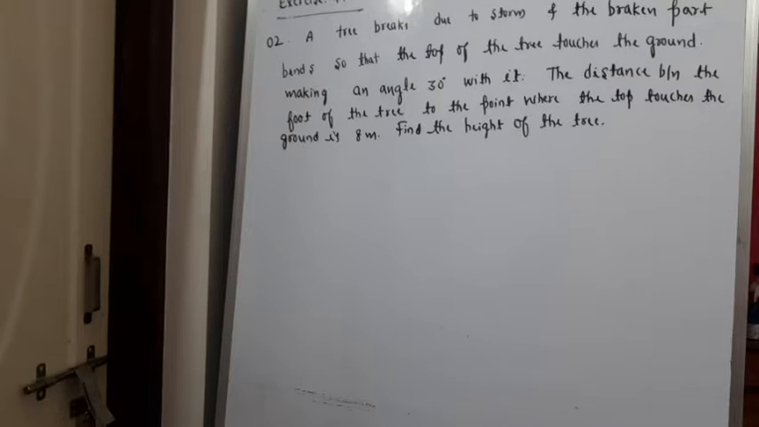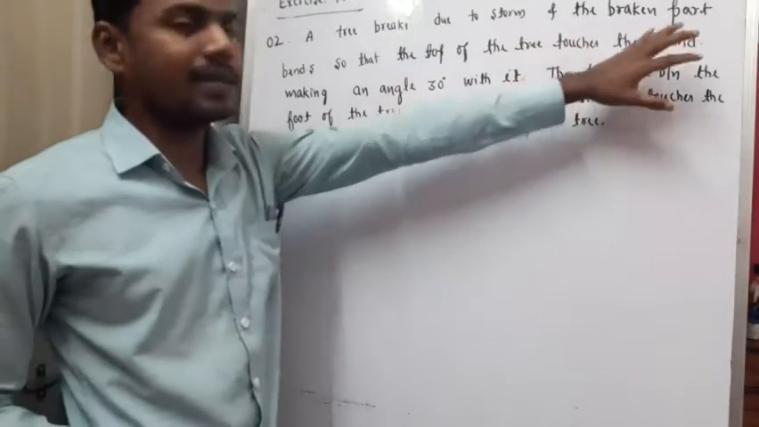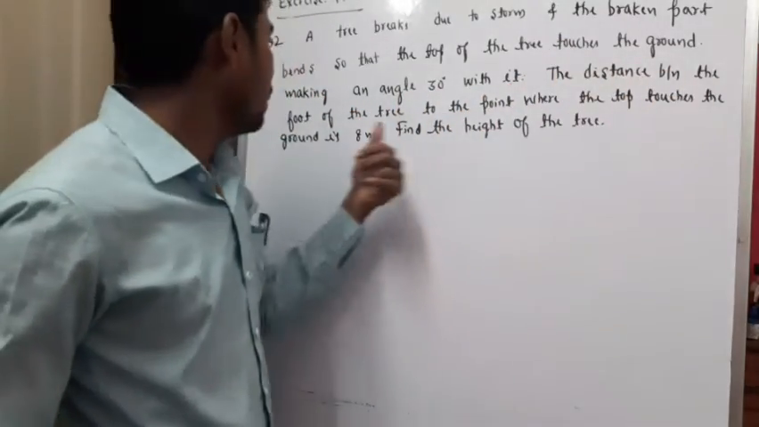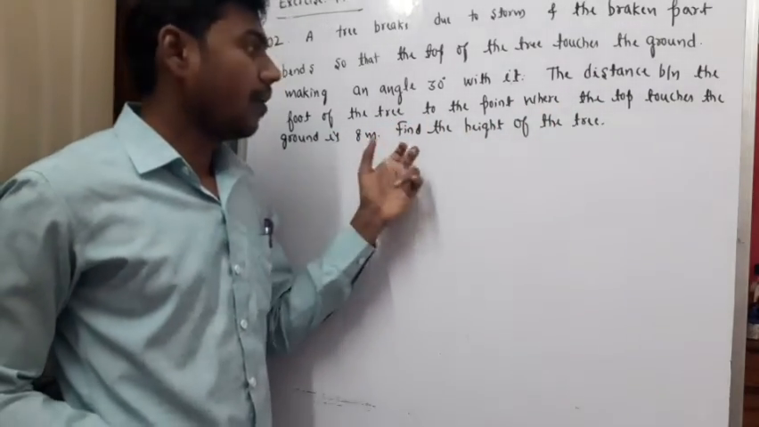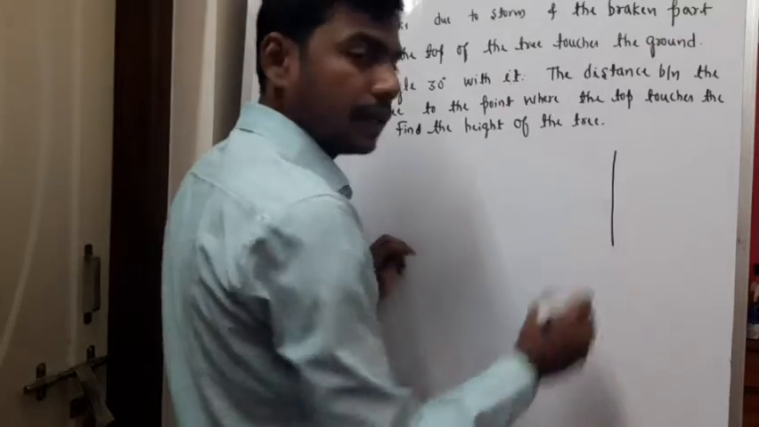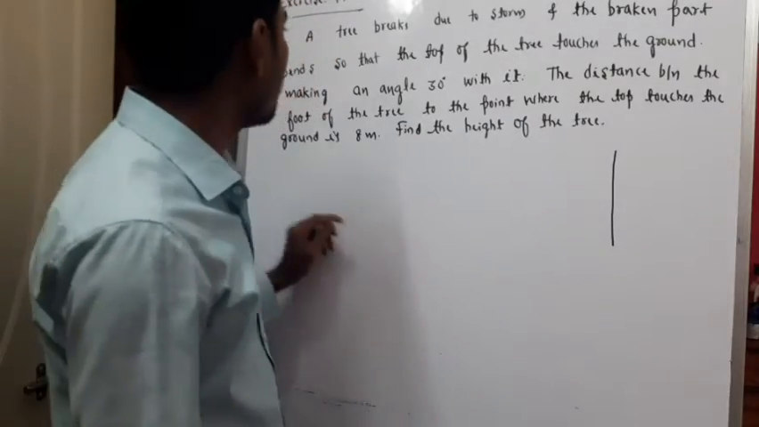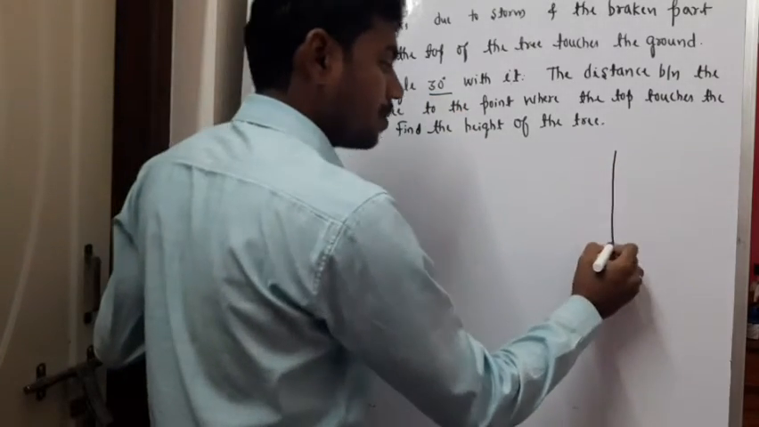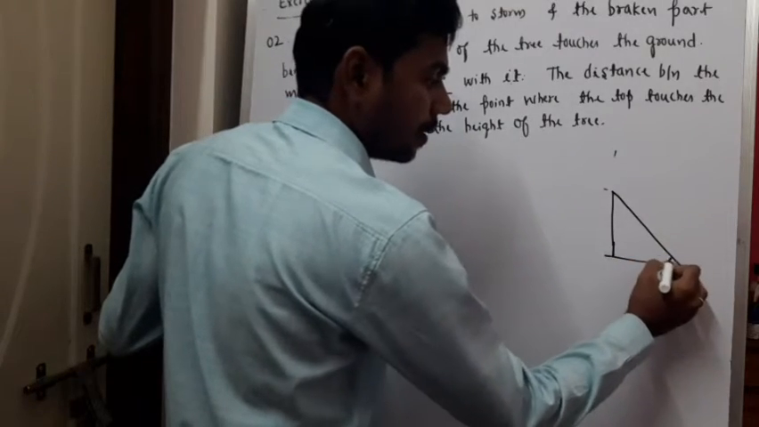Next, second question. A tree breaks due to storm and the broken part bends so that the top of the tree touches the ground, making an angle 30 degree with it. The distance between the foot of the tree to the point where the top touches the ground is 8 meter. Find the height of the tree. So due to storm there is a vertical tree, it is going to break, and the broken part touches the ground at an angle 30 degree.